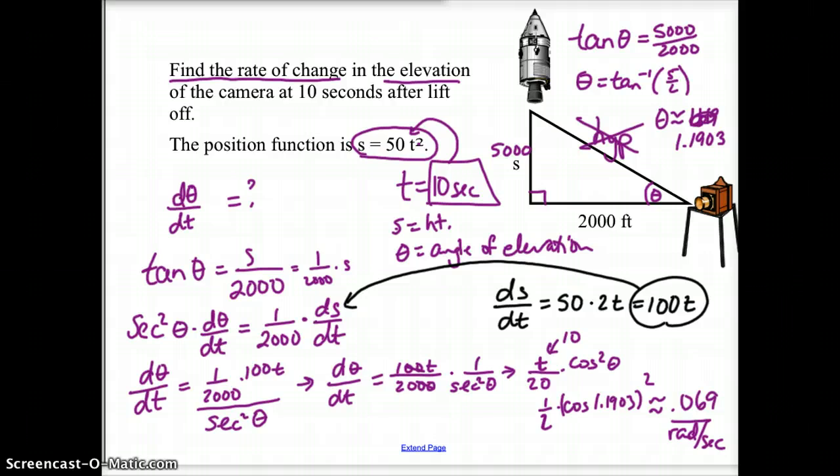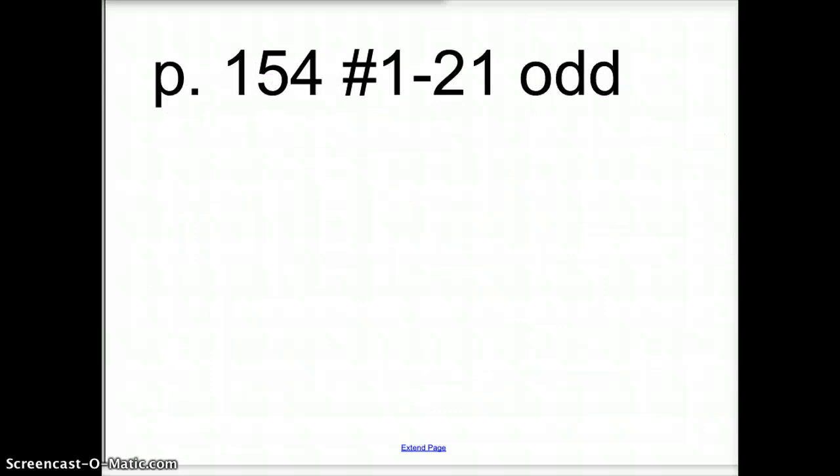And finally, your homework is page 154, 1 through 21 odd.